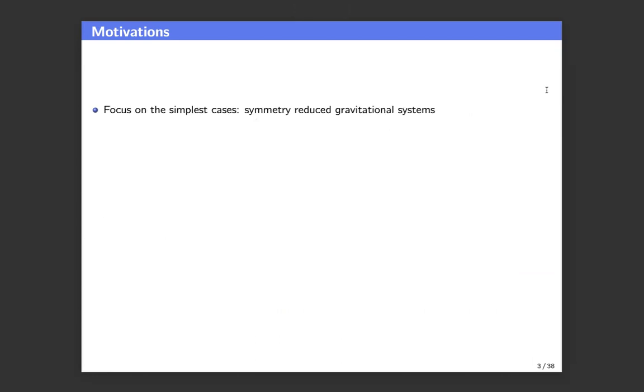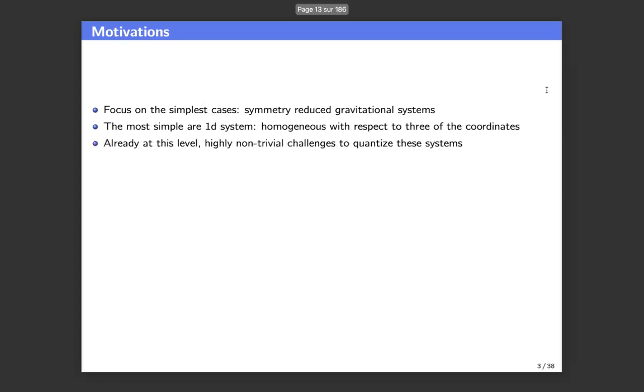Okay, so what we will do in this talk is to focus on the simplest case, which are symmetry-reduced gravitational systems that you obtain by imposing homogeneity. The most simple case is the 1D system where the gravitational field, so the metric, is homogeneous with respect to 3 of the coordinates. That gives you basically a 1D system. So this is typically the case for cosmology and static black holes, let's say.